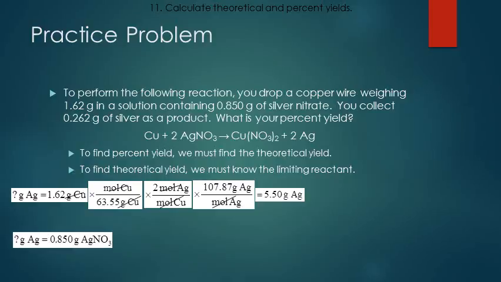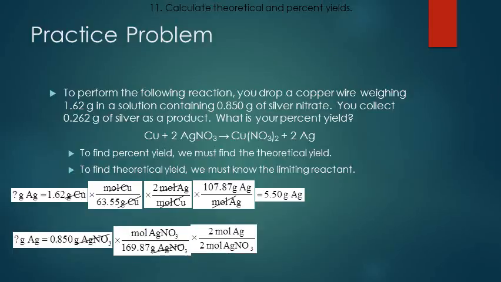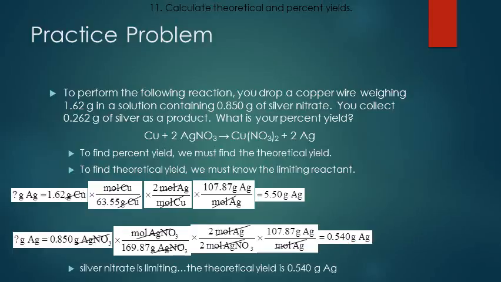Now we need to do the same calculation for the silver nitrate. We have 0.85 grams of silver nitrate, using the molar mass of silver nitrate to convert that to moles. Our balanced equation shows us a 2:2 mole ratio for the silver to silver nitrate. And then again, the molar mass of silver. This gives you 0.540 grams of silver. From this, we know that the silver nitrate is the limiting reactant. I can tell because it will give us the least amount of product. And because of that, I know that this 0.540 grams of silver is our theoretical yield.